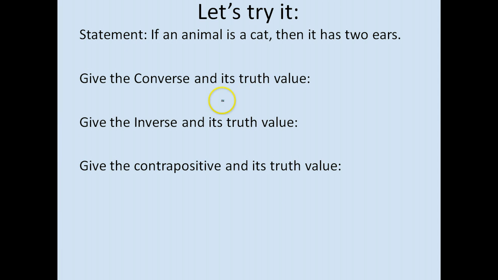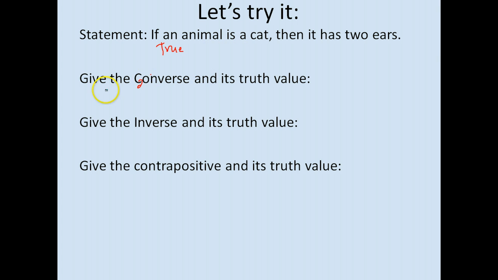Okay, let's try it, and we're going to throw in truth values here as we do this. So here's a statement: if an animal is a cat, then it has 2 ears. What's the truth value of that statement? Well, it's going to be true. If an animal is a cat, then it does have 2 ears.